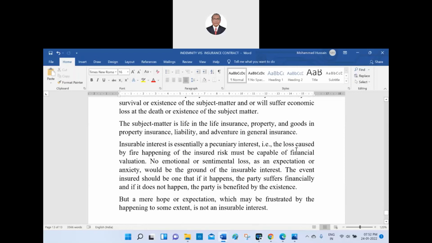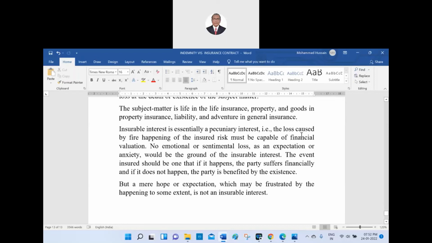Suppose you purchase a very good, very costly car, a Ferrari. At that time you will get it insured because it is a very costly car. So we want to see that you are protected from all untoward incidents like accidents. Okay, insurable interest is certainly a primary interest. The loss caused by the fire happening in the insured risk must be capable of financial valuation.